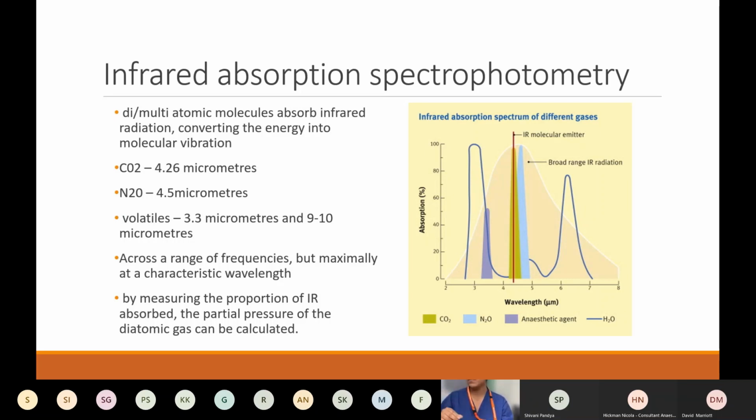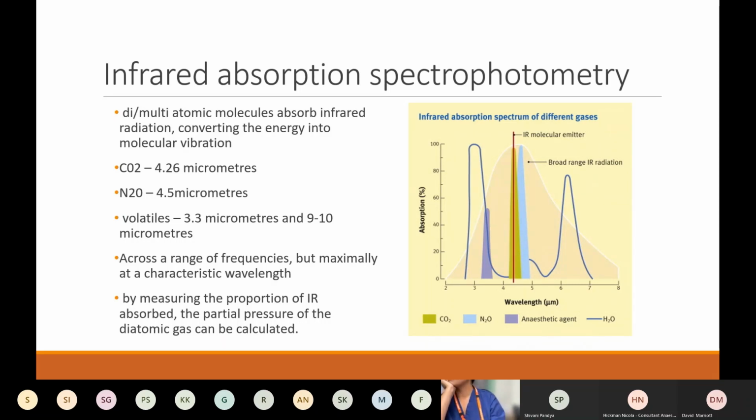absorb infrared. To the right is a graph that shows the absorption versus the wavelength. They will absorb infrared across a range of frequencies, but they do have a characteristic wavelength where they absorb maximally. The characteristic wavelength for CO2 I put there is 4.26 micrometers. N2O is 4.5, so they're really quite close. Their peaks are really close, and volatiles have two peaks, one at 3.3 and the other at 9 to 10 micrometers, but that's not shown on this graph.